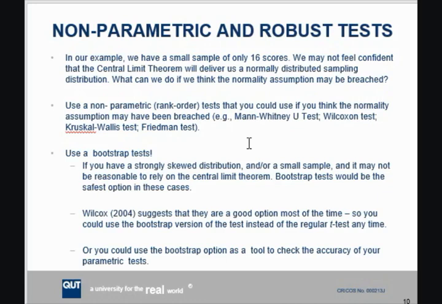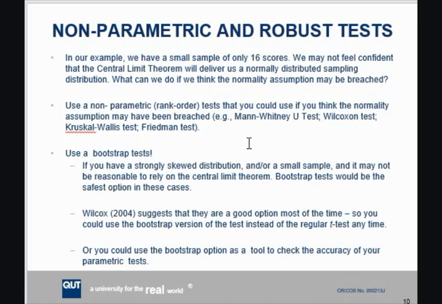But in our example, we only have a very small sample, and so we may not be 100% confident that the central limit theorem will deliver us a perfectly normally distributed sampling distribution. So what can we do if we think our normality assumption has been breached and we're not confident in our normal t-test? You would have learnt in second year that we can use a non-parametric test, such as a rank order test, such as a Mann-Whitney U test or a Wilcoxon sign test. Or we can use what's called a bootstrap test.